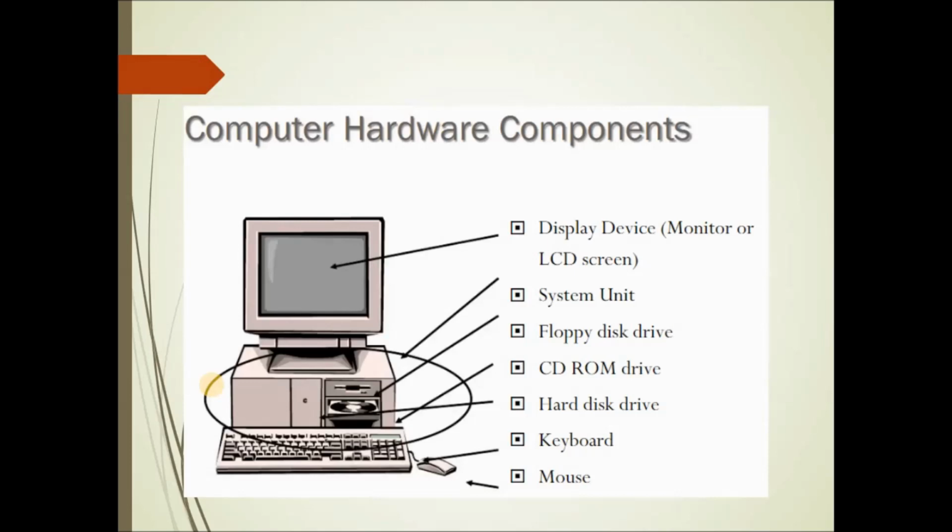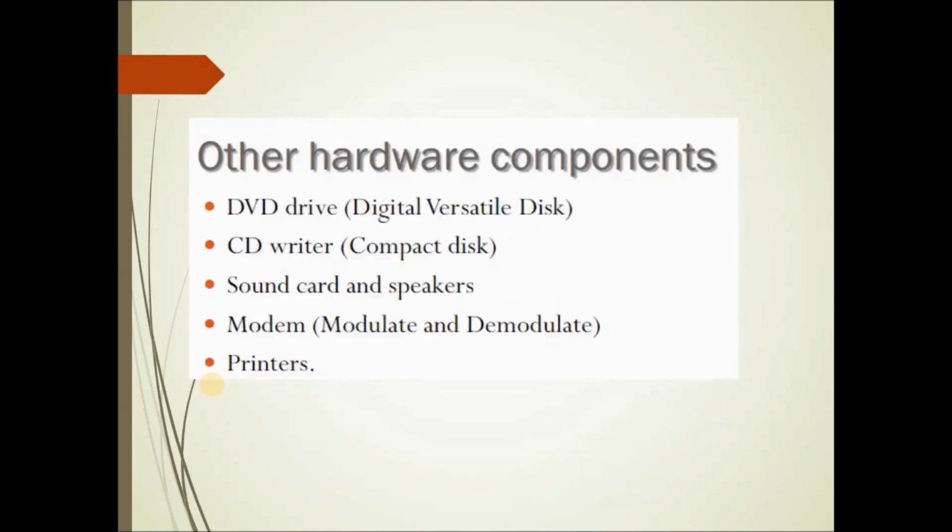Okay, CPU is the central processing unit. Actually, it is the cabinet where all the components are inside. That means the hard disk, RAM, motherboard, everything is inside the box. That box is what you can call the system unit. Okay, so now other hardware components: DVD drive, CD writer, sound card and speakers, modem, printers. So these are other hardware.